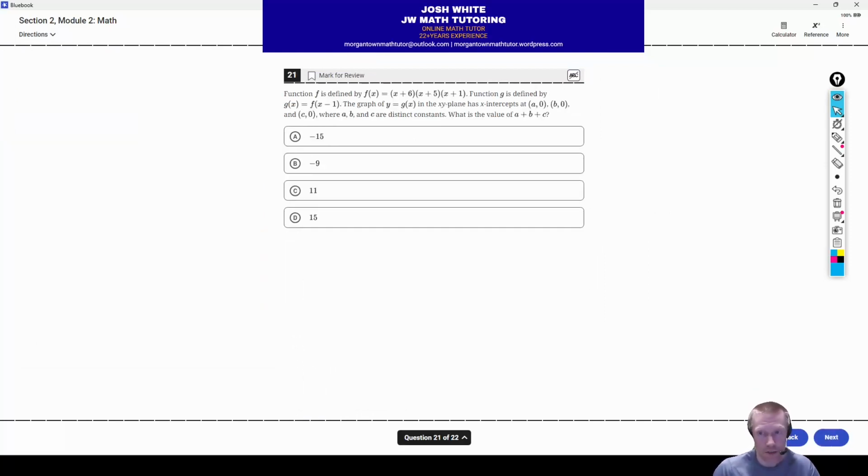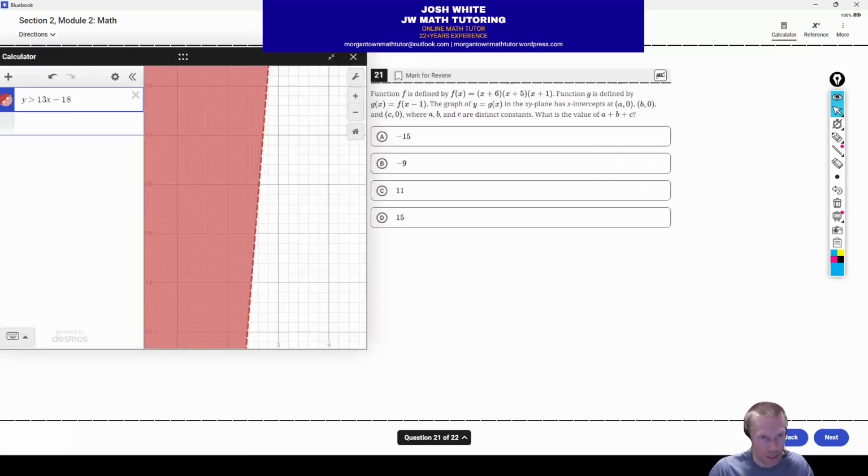Now, let's talk about 21. Here you have a function and you are given a new function, which basically involves taking the original one and shifting it horizontally. And they want to know about the intercepts of the new function and basically just the sum of them, add them together.